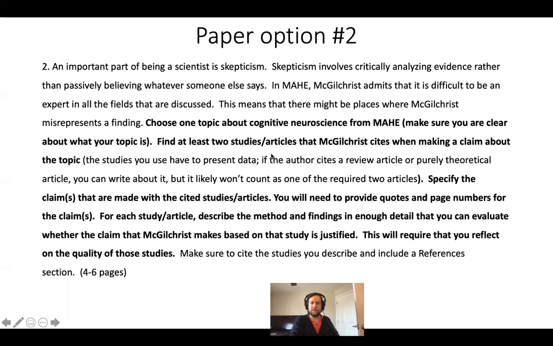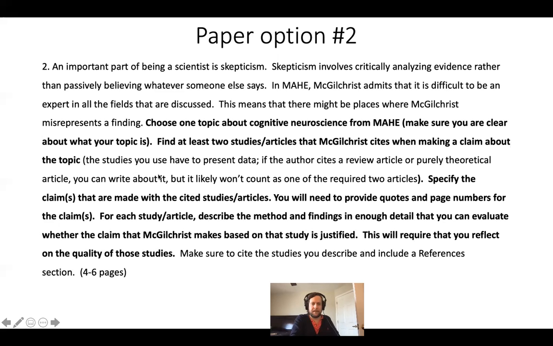And you also choose two studies or articles that McGilchrist cites when he's making a claim in the book about that topic. So an example is he might say something like, the left hemisphere is important for this type of attention. The right hemisphere is important for this other type of attention. And then he would provide articles, studies, citations that support that claim. And you will need to choose two articles.